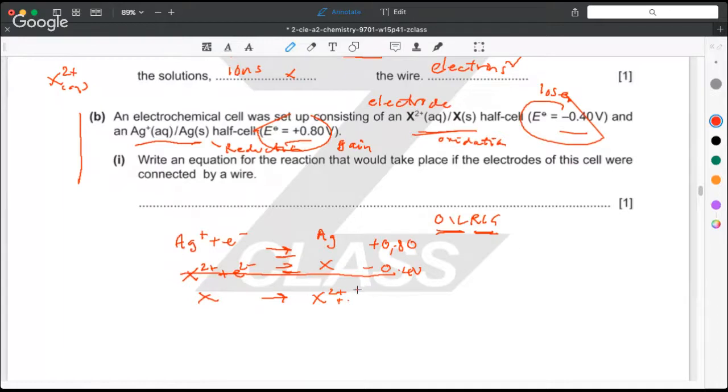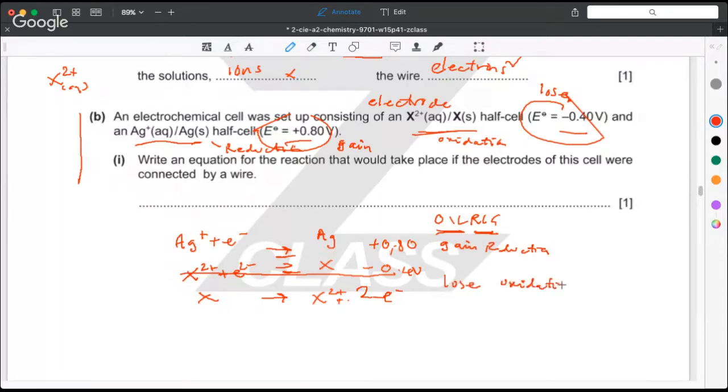Now, because it's so easy to get mixed up here, let me just do a quick sanity check. Okay, all right. So what's happening there? That's gaining of electrons. So that's electrons being gained. Gaining of electrons is reduction, and the most positive standard electrode potential is going to be gaining electrons. So that's good. The most negative one is going to be losing electrons. This is losing electrons. Yep, that's good. So that's losing electrons. That must be oxidation.